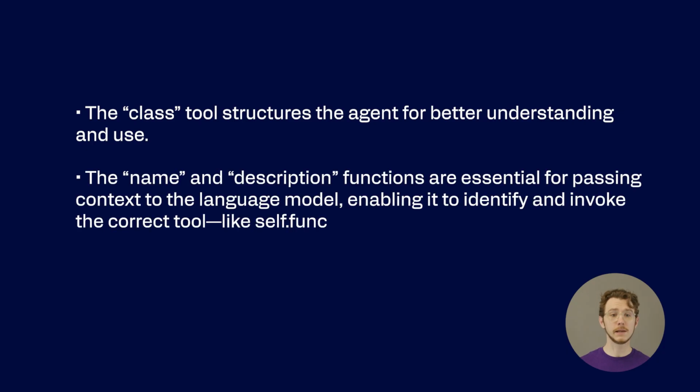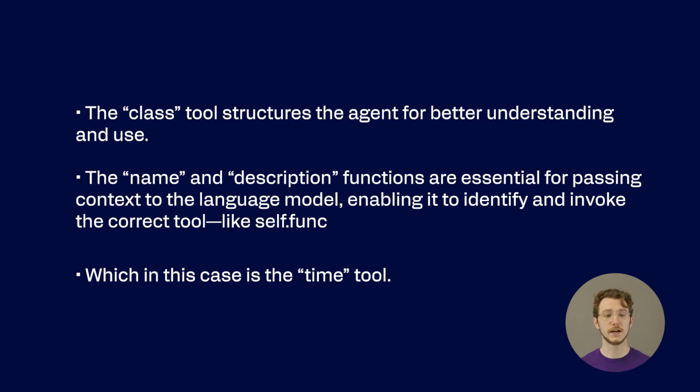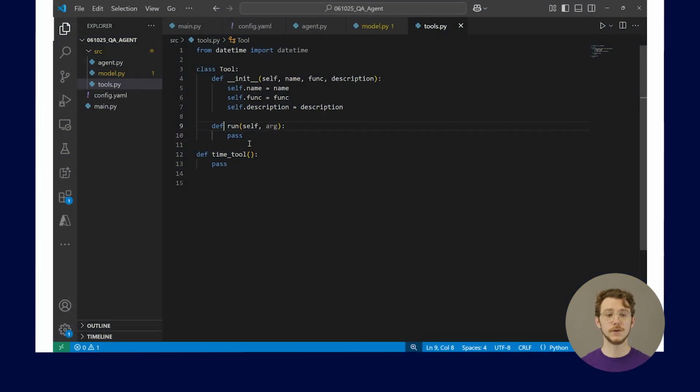So you need the name and you need the description, because that's what you pass to the language model to get the context of the tool and know how to call it. And then the function that's defined there in self.func is going to be the actual function that gets called. In our case, that's going to be this guy down here, the time tool, and we'll fill in that run section here.